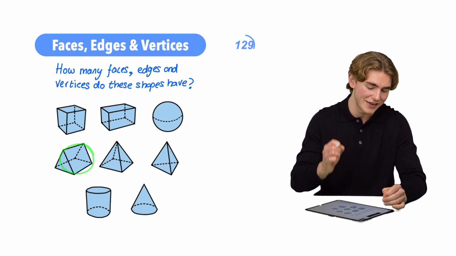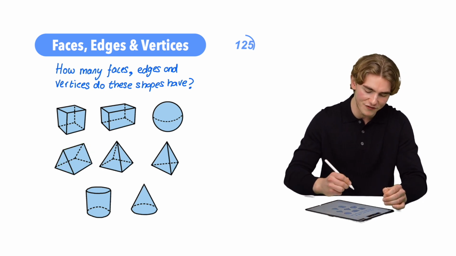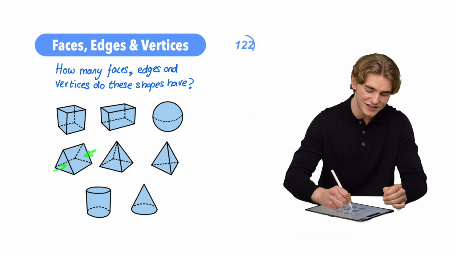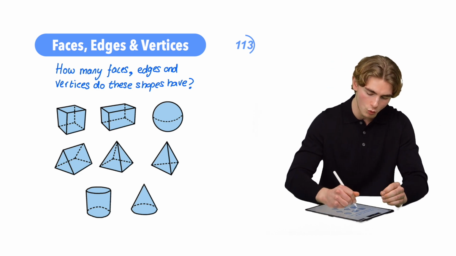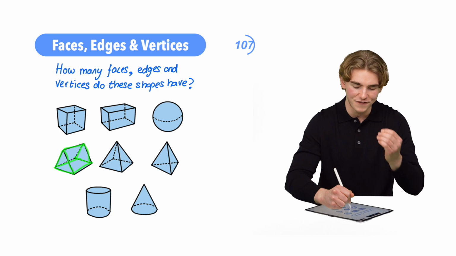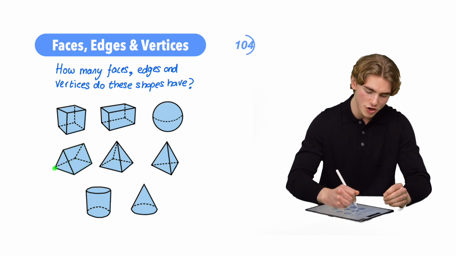What about up next? We have our triangular prism. Let's look at our faces. We're going to have 1 and 2, our end faces. Then we're going to have 3 faces around the side for a total of 5. Next, our edges. We're going to have 1, 2, 3, 4, 5, 6, 7, 8, and 9. And finally, our vertices. We're going to have 1, 2, 3, 4, 5, and 6.